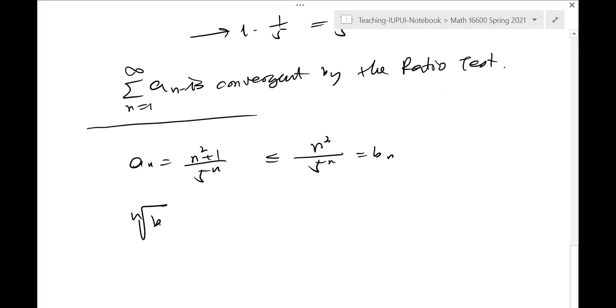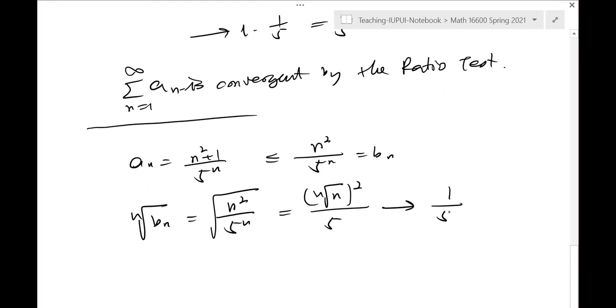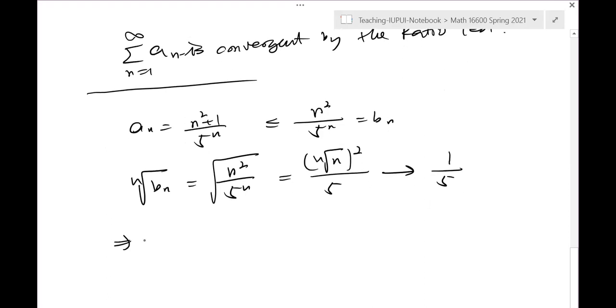Then you can say, okay, the nth root is going to be the nth root of n squared, over 5. So the limit is 1 over 5. All right, so that implies this series is convergent. And this is convergent by the root test.